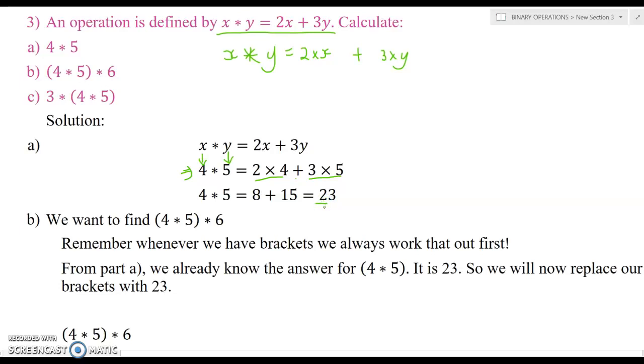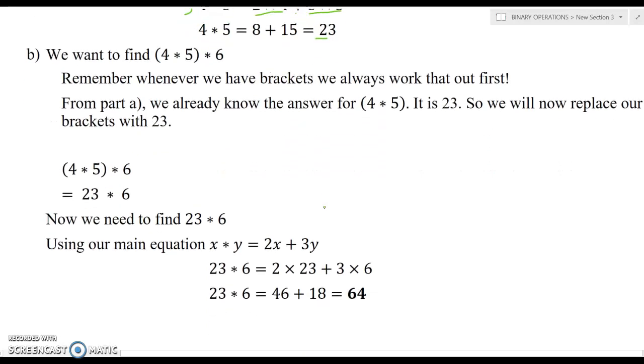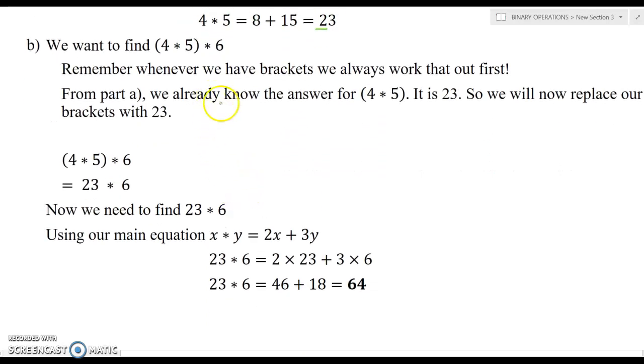Now looking at part B. Very interesting. We want to find 4 star 5 in brackets, star 6. Now you need to remember, whenever we have brackets, we must work out the brackets first, right? Now from part A above, we had to find 4 star 5, and that answer was 23 from right above here. So we know that 4 star 5 is 23. So therefore, we just replace this 4 star 5 with the 23 here. So now this becomes 23 star 6. So now we need to find 23 star 6.